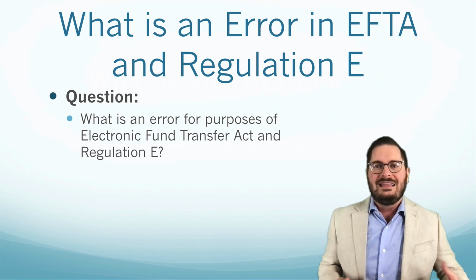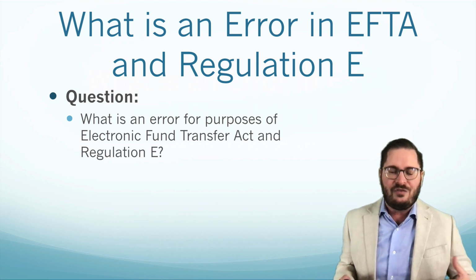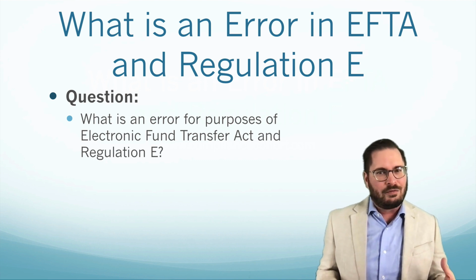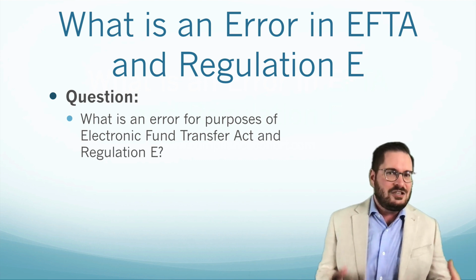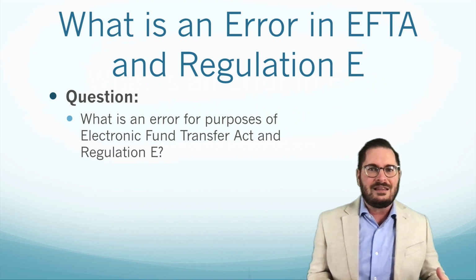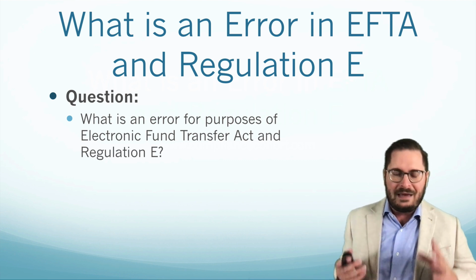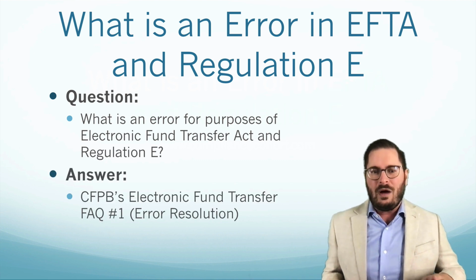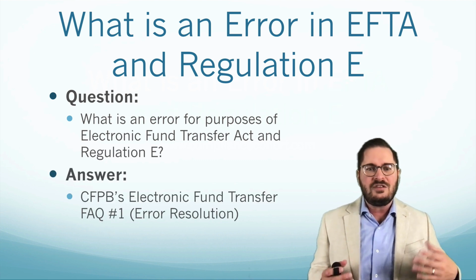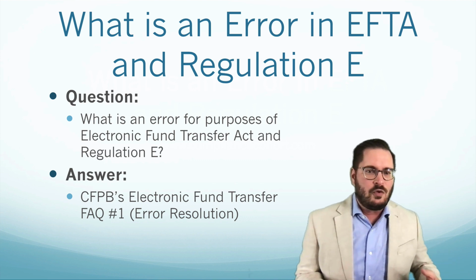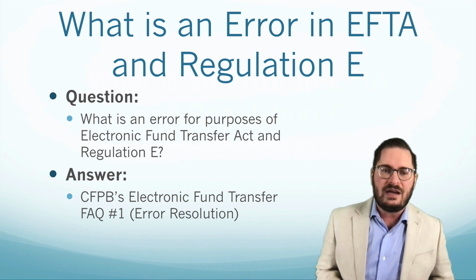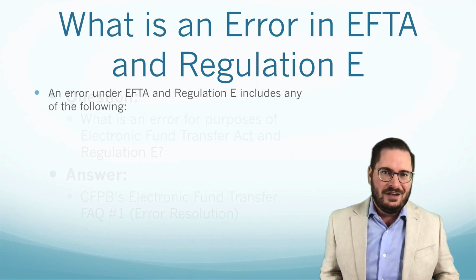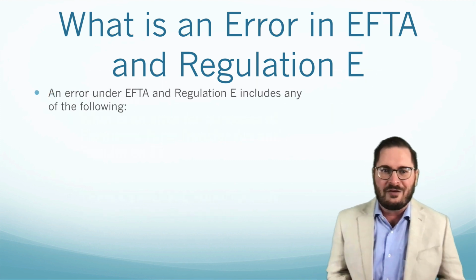Now, of course, the answer to this is going to come in 1005.11 of Regulation E, but it's also going to come from a couple of other places. We're going to look at the definition section of Regulation E. We're going to talk about the liability section, and we will also discuss frequently asked question number one under the CFPB's frequently asked questions for electronic funds transfers, under the category of error resolution. So quite a bit of information we're going to cover here.